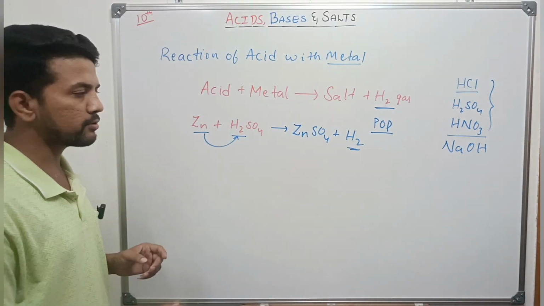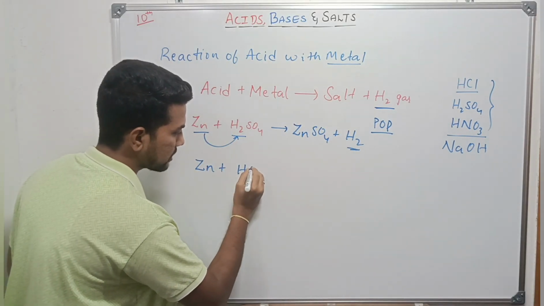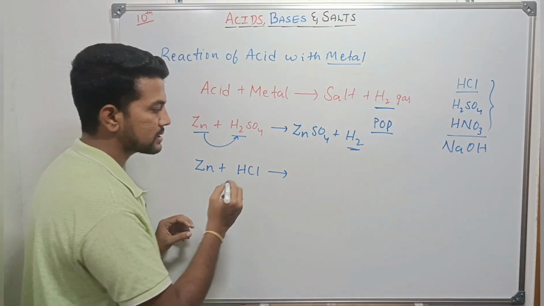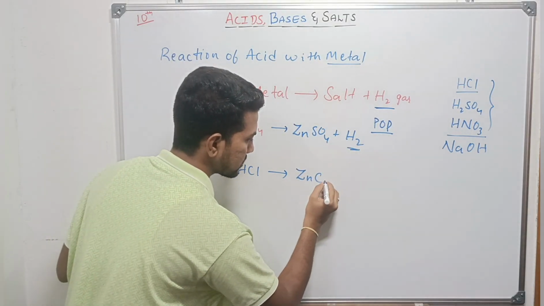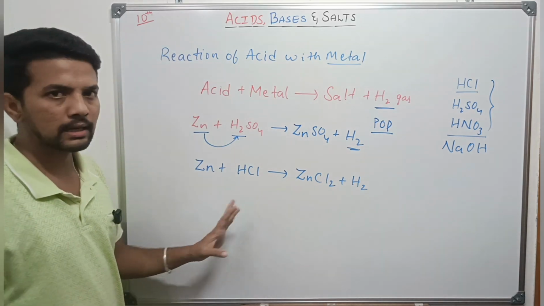One more example for this reaction is zinc reacting with dilute hydrochloric acid. At that time there is a formation of zinc chloride and hydrogen gas. So the equation is not balanced.